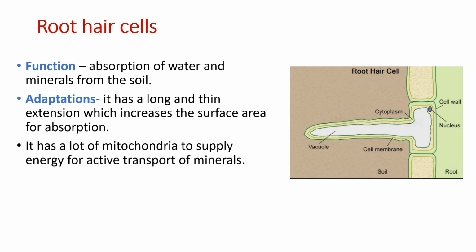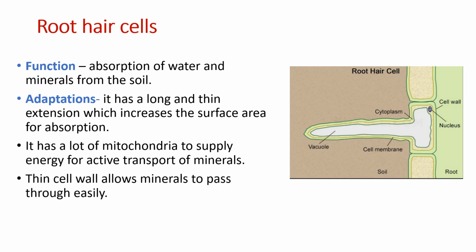The next adaptation is that they have a lot of mitochondria to supply energy for active transport of minerals. Sometimes these root hair cells absorb some of the minerals using active transport, which needs energy. Therefore, having a lot of mitochondria will support it. And their cell walls are thin so that minerals and water can pass through easily.